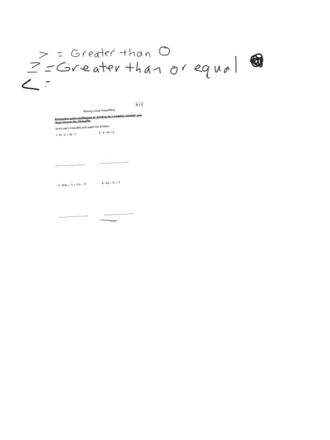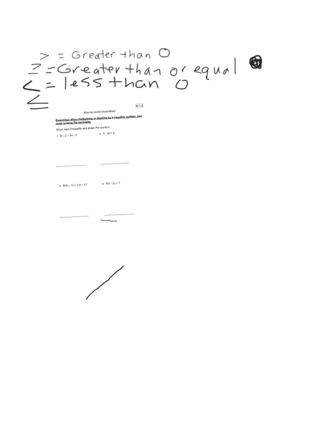Now if I had this guy, that's less than. And of course, that would be what kind of circle? Open. And if I threw a line under it, that is less than or equal to. And that would be a closed circle.